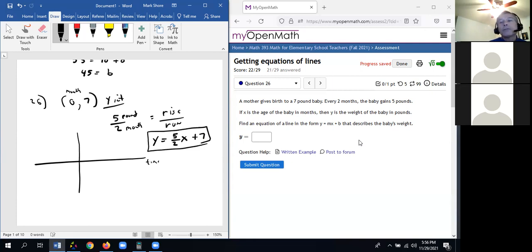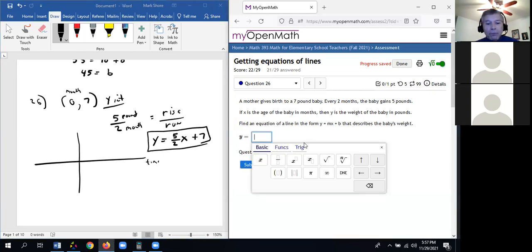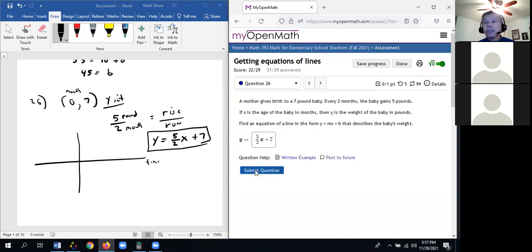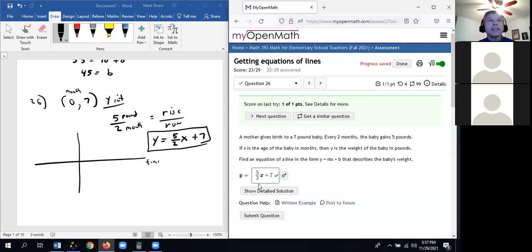If you substitute in 0 for x, 0 months, the baby weighs 7 pounds. How about in 2 months? Well, in 2 months, see the 2's would cancel out. So you just get 5 plus 7, weighs 12 pounds. It makes sense because every 2 months, the baby's gaining 5 pounds. So the baby would be at 7 pounds. Then 5 on to that, 12. Then 5 on to that, 17. Then 5 on, 22. So you can see how it gives you answers that make sense. Although it seems like a pretty big baby going up in weight that quick.